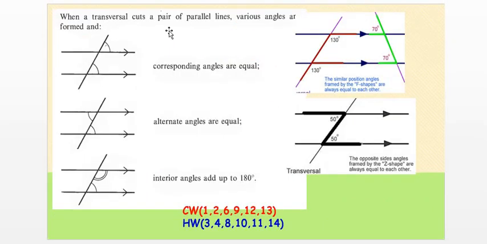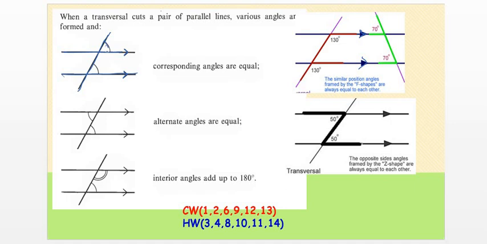These are the rules about parallel lines. What if you have a pair of parallel lines? Now, how will you know that the lines are parallel? Usually they draw these arrows to show that the lines are parallel to each other, and here you can see they have drawn the arrows. So if you have two lines that are parallel to each other, and a third line crossing them, this is called a transversal. When a transversal cuts a pair of parallel lines, various angles are formed.